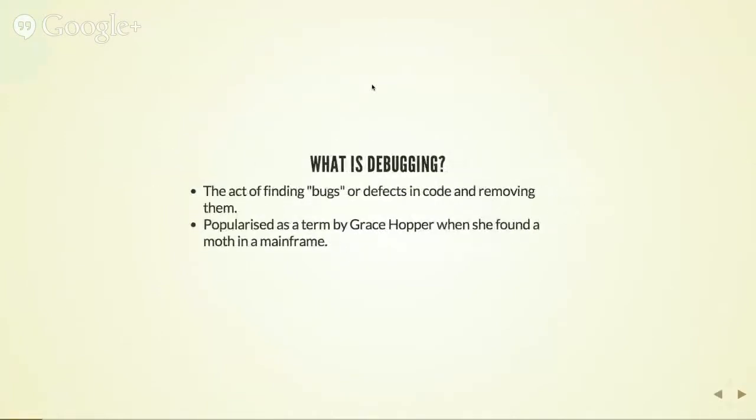So what is debugging? It's the act of finding bugs or exceptions or defects in code and ripping them out, fixing them, however you want to describe it. It was popularized but not invented as a term by Grace Hopper when she found a literal bug in a machine. There was a moth in one of the mainframes at the military facility that she worked at that was causing all sorts of glitches in the machine, and they enshrined this moth as a bug that they found.